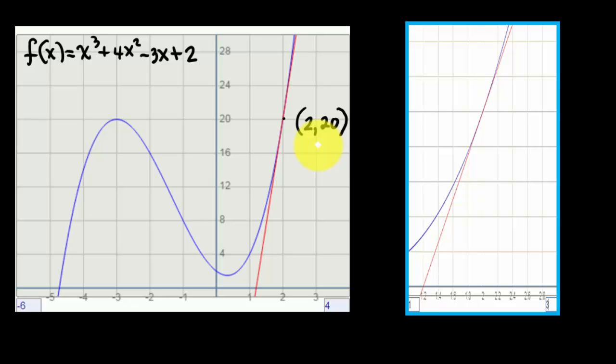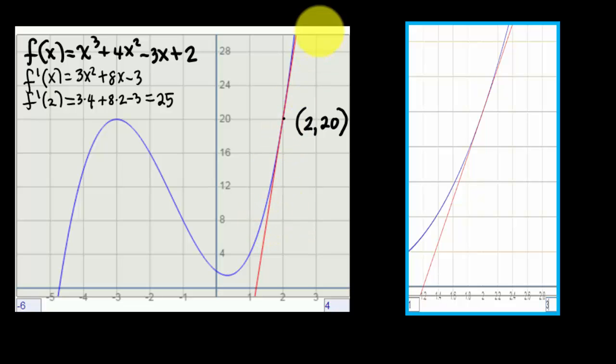And then what do we do now? Well, what's the derivative? f prime of x is equal to 3x squared plus 8x minus 3. So what is f prime at 2? That's the slope. Well, you just substitute. That's 3 times 4 plus 8 times 2 minus 3. And what do we get? That's 12 plus 16, that's 28, minus 3. You get 25. So that's the slope of this line.